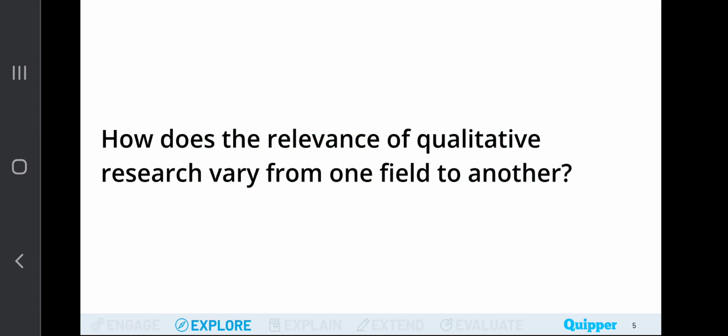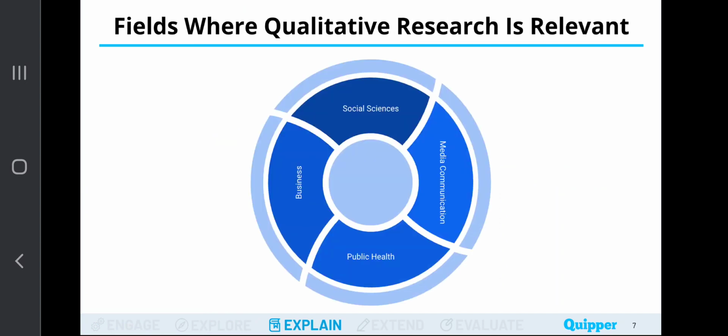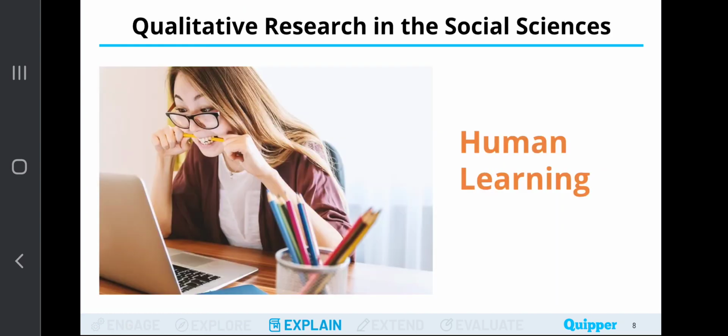So I want you to take down notes, and I want you to jot down key lectures or key discussions and questions that may arise. Now, knowledge refers to facts generated from objective insights together with the findings processed by the human brain. With that being said, there are fields where qualitative research is most relevant. These include social study, media communication, public health, and business.